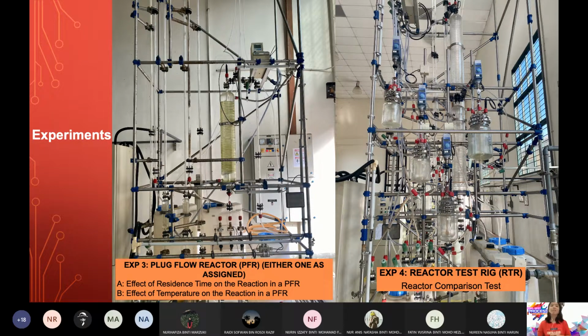Okay, katakan you have, let's say 100 moles of reactant A. Okay, 100 moles reactant A, kamu masuk dalam reactor. Let's say lepas reaction takes place, ada lagi baki 50 mole. Means hanya 50 mole reactant A bertukar jadi produk, ada baki 50 mole reactant A lagi.